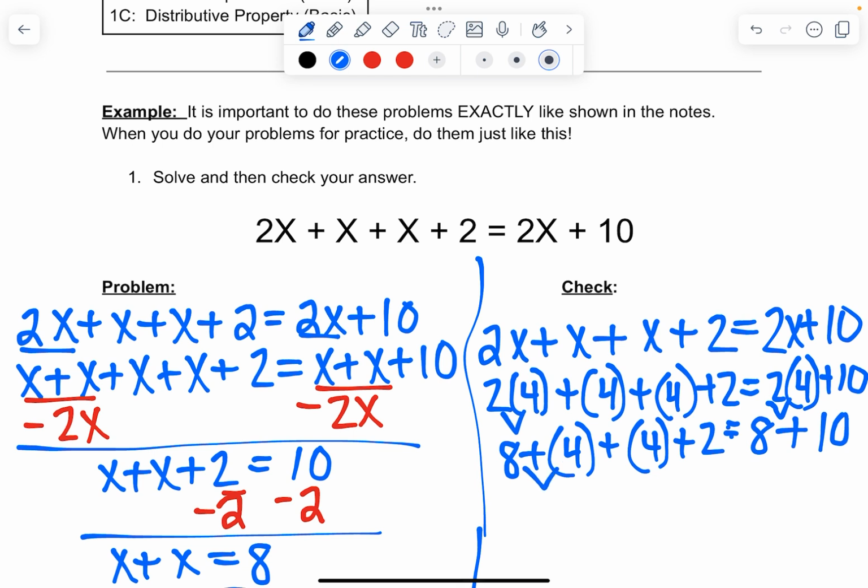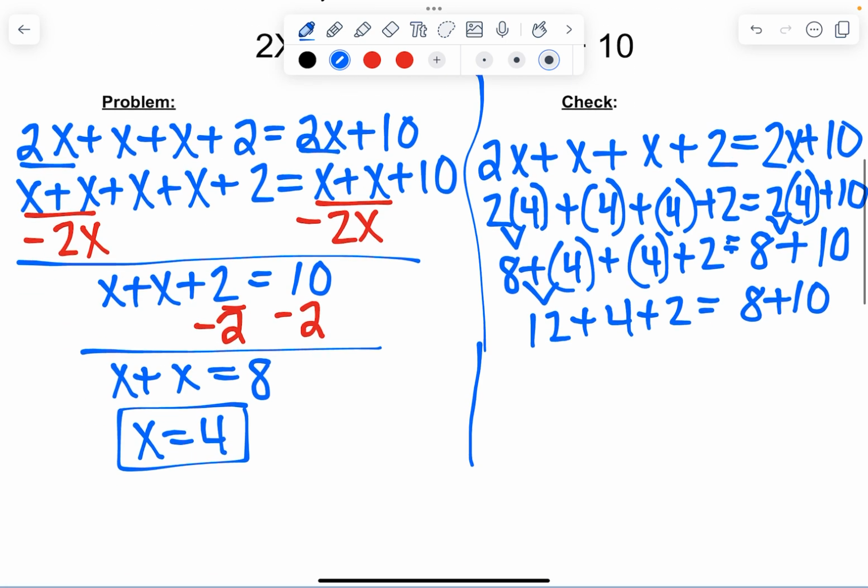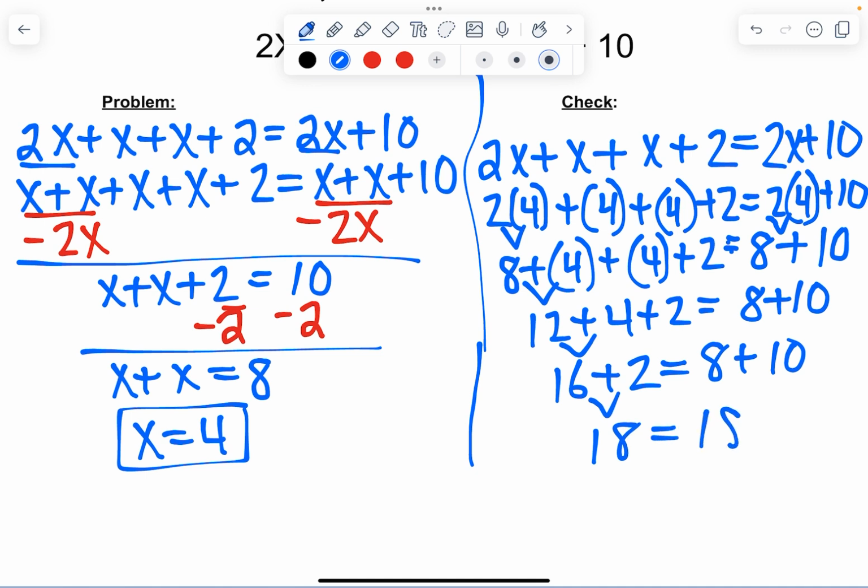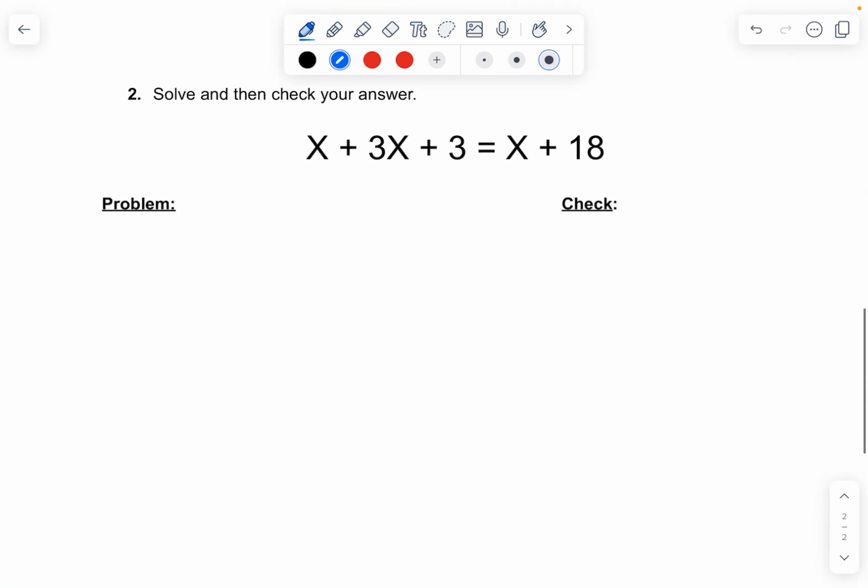Now I'm going to add these two, so I get 12. I'm going to add 12 plus 4. 16 plus 2. 18 equals 18. Again, one step at a time from left to right. Let's go on and move to the next problem.